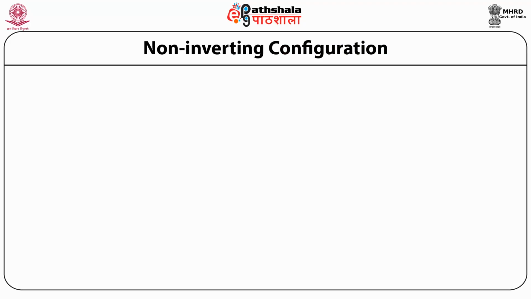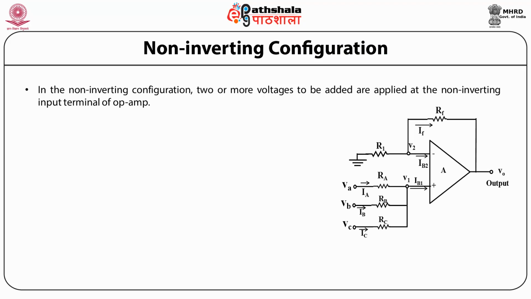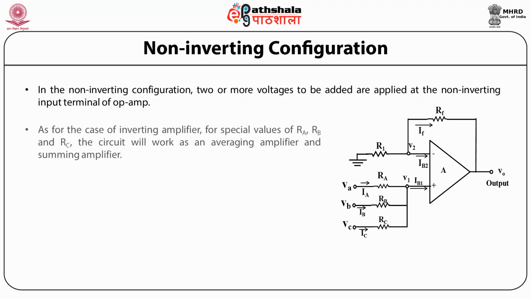We next consider the non-inverting configuration. In the non-inverting configuration, two or more voltages to be added are applied at the non-inverting input terminal of an op-amp. The circuit diagram for a summing amplifier in non-inverting configuration is shown in the figure. As for the case of the inverting amplifier, for special values of RA, RB and RC, the circuit will work as an averaging amplifier and summing amplifier.